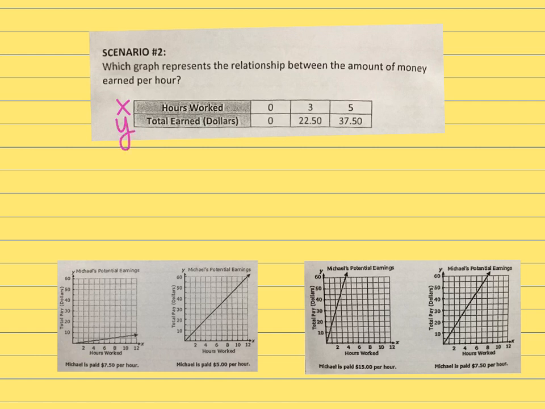When X is 0, then your Y value is your Y-intercept. The Y-intercept for this time is 0. Okay, when X is 0, the number for Y is your Y-intercept.